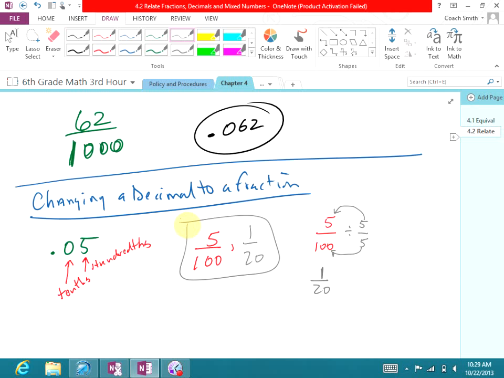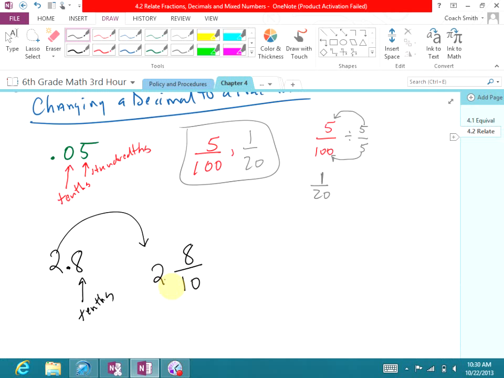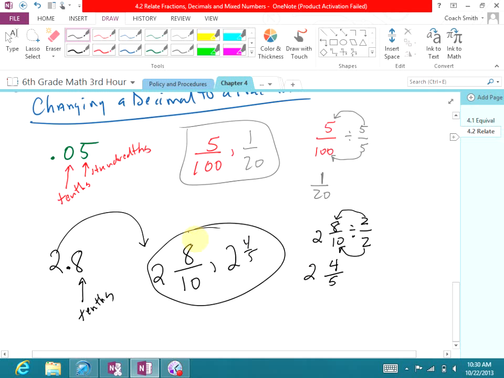Okay? Let's look at one that is a mixed decimal. 2.8. Doesn't change. That is the tenths place value. So therefore, I put 8 over 10. The 2 just comes in front of the fraction. Now, it is not finished yet, so I've got to take 2 and 8 over 10 and divide it by 2 over 2. 2 into 8 goes 4 times. 2 into 10 goes 5 times. So 2 and 4 over 5. 2 and 8 over 10, and 2 and 4/5. That would be the correct answer, both of them.